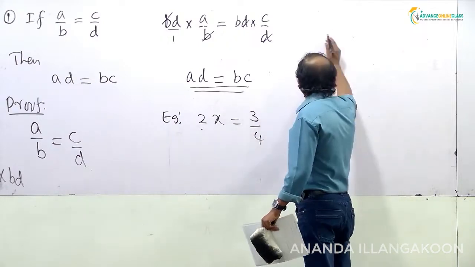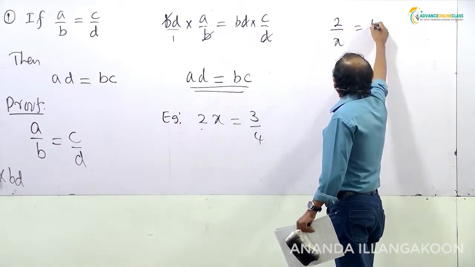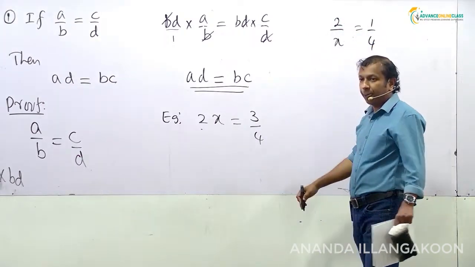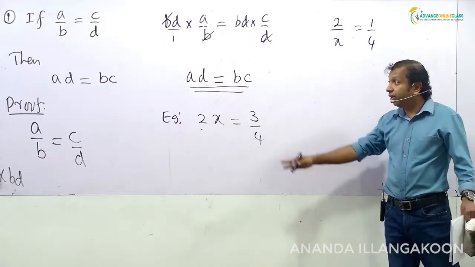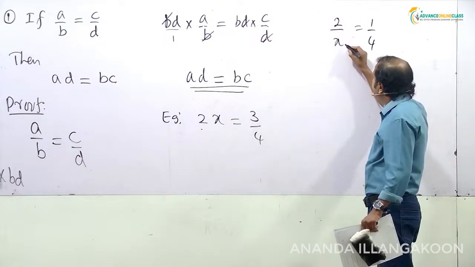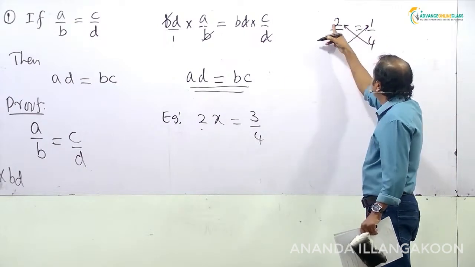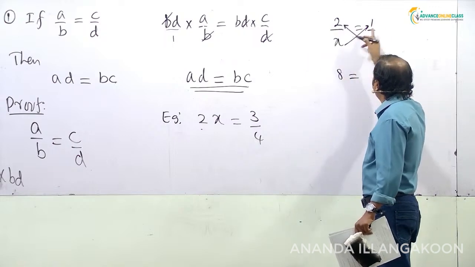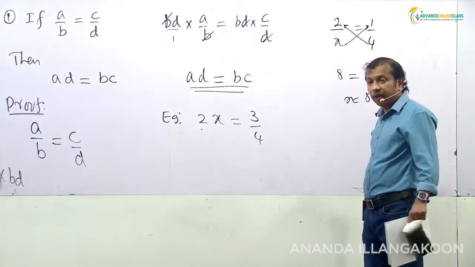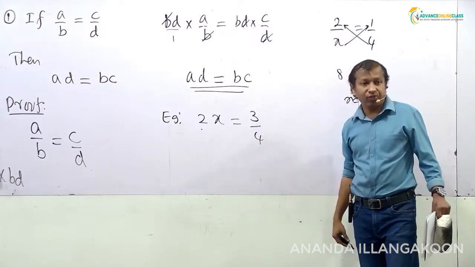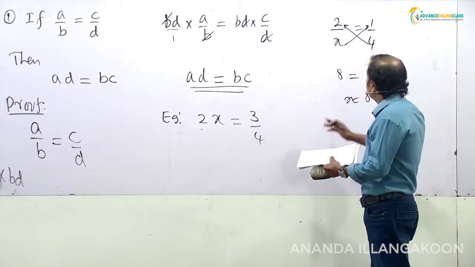Now, suppose like this we have 2 upon x equals 1 over 4. Suppose we need to find x in this case. Then we can use directly that property. This x we can bring over here, this 4 we can bring over here. What do you get? 4 into 2 is 8, x into 1 is x. 8 equals x means x equals 8. Like this, people, this property of proportion we can use to solve some equations this way. Then shall we first do this one?